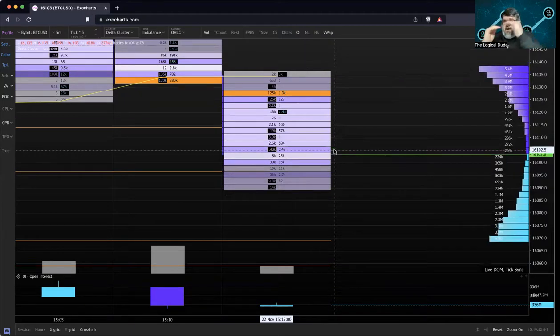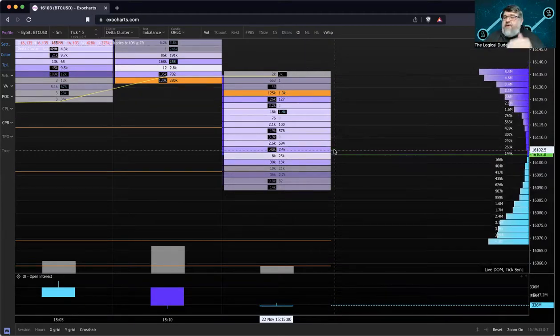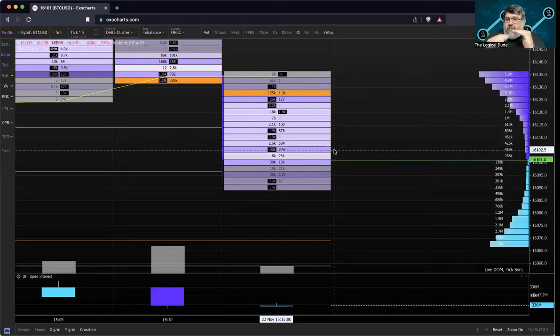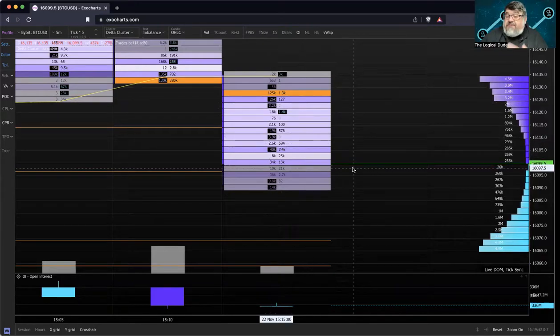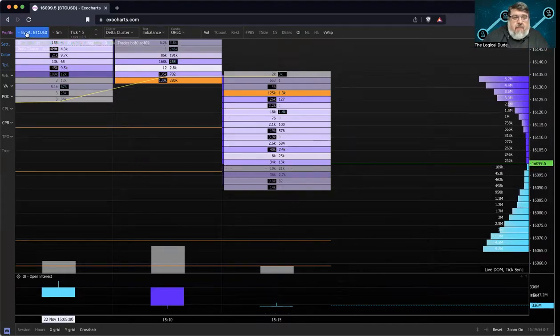There's always going to be a seller for every buyer, and a buyer for every seller. It's just the way this balanced market works. It just depends on how many sellers or how many buyers are on each side of the market at that time. This gives you a way to see that data in real time, which is really cool. This is actually using Bybit.